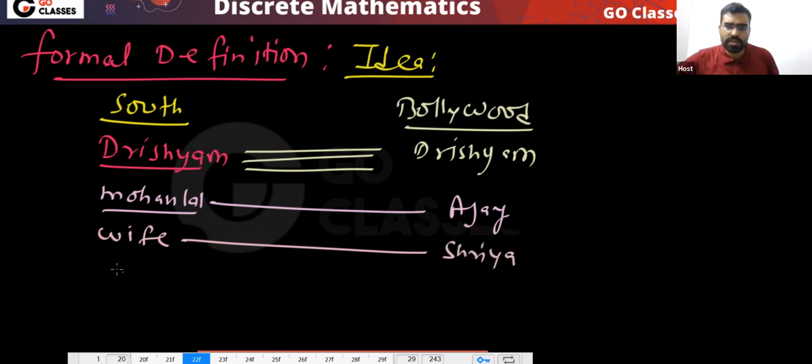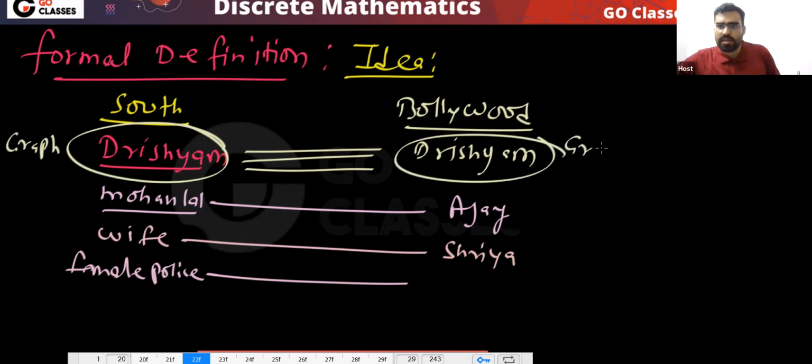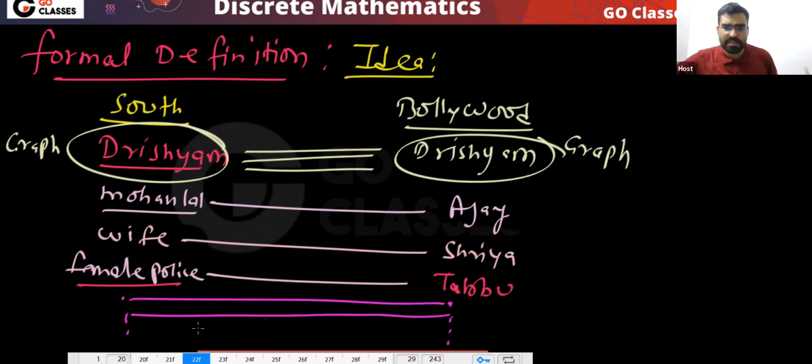Next, there is a female police inspector, a female police lead, and she has a corresponding vertex. Remember, this is a vertex in this graph, this is your graph. In this graph, this vertex has a corresponding vertex here, and that vertex is Tabu. Like this, and so on. Basically every vertex has a corresponding vertex here. Correct? Yes or no? Very simple.